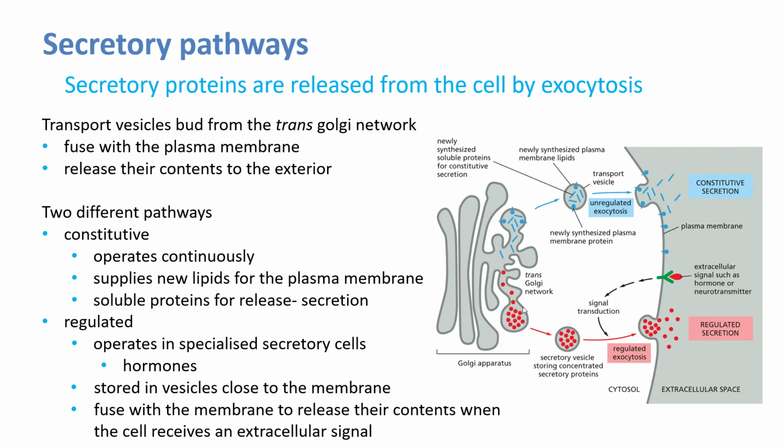The other pathway is known as regulated exocytosis. In this mechanism, again, the proteins are packaged up into a transport vesicle at the trans-Golgi network, but in this case, they remain in a secretory vesicle, storing these secretory proteins. Once the cell receives an extracellular signal, this can be something such as a hormone, that triggers that secretory vesicle to then fuse with the plasma membrane and release its contents.